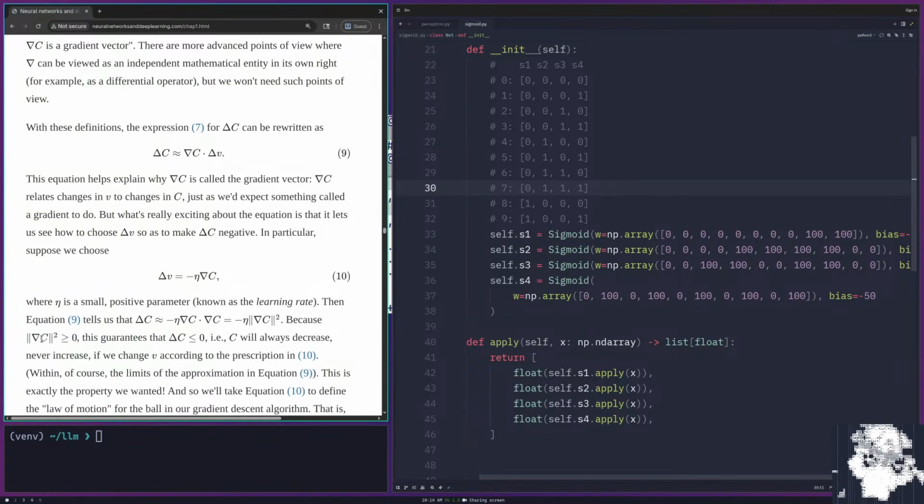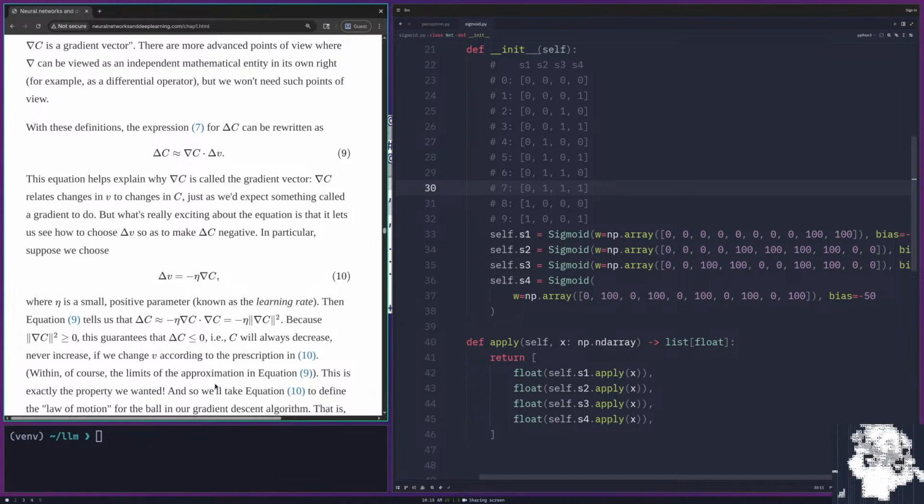Because grad of C squared is greater or equal to 0, this guarantees that delta C is less than or equal to 0. Yes, this is a length, so it is non-negative. So if you multiply it by something negative, then the result will be negative. This guarantees that delta C is less than or equal to 0, i.e. C will always decrease, never increase, if we change V according to the prescription in 10.